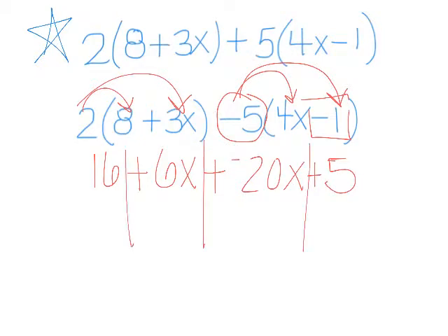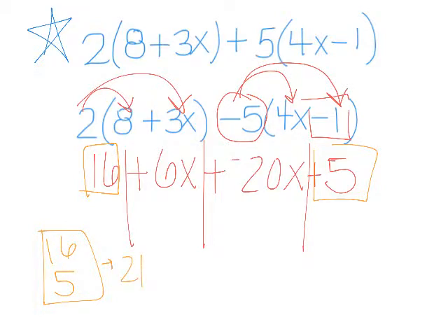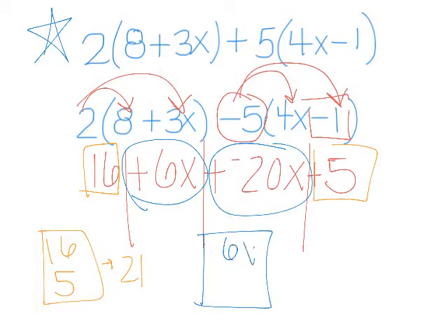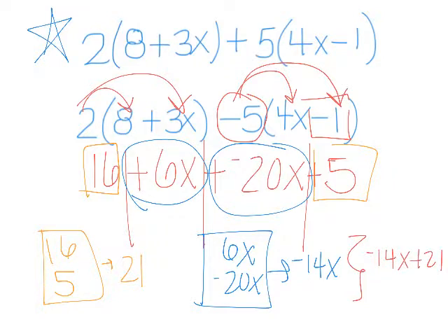Now I have a 16 and a positive 5. 16 and 5 give us 21. Then I have a 6x and a negative 20x. 6 plus negative 20 is negative 14. So my final reduced expression here is negative 14x plus 21. Take the number in front, you distribute it, you multiply it to everything that's inside. The number must be directly in front of the parentheses. If there's a plus sign, you're multiplying a positive number. If there's a subtraction sign like this one here, you're multiplying a negative number.